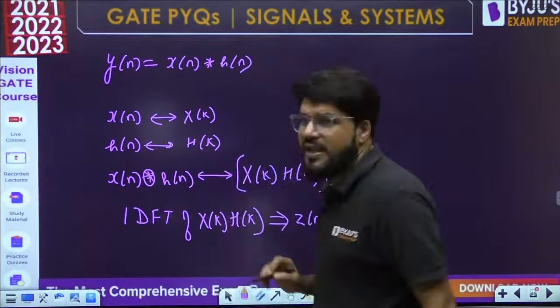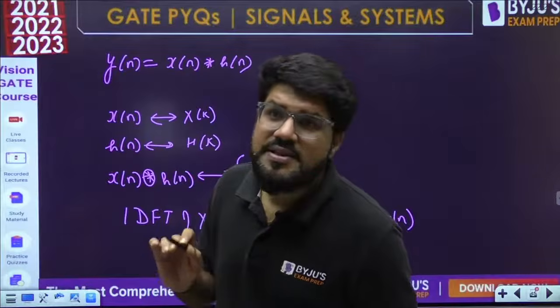Okay, so understand the difference. yn means the regular linear convolution and zn means the circular convolution.